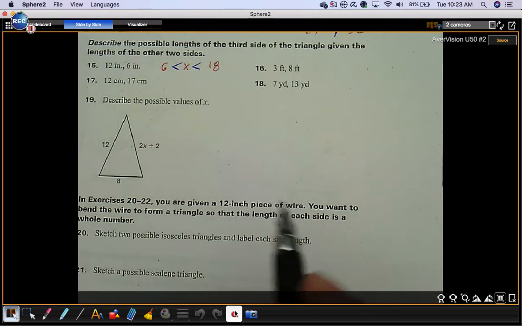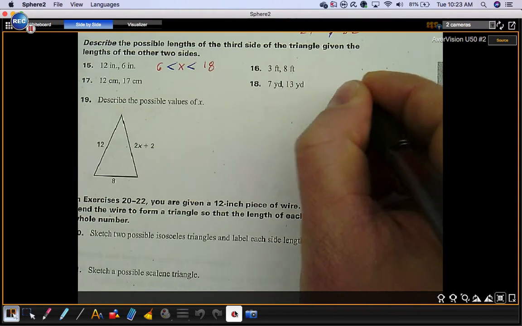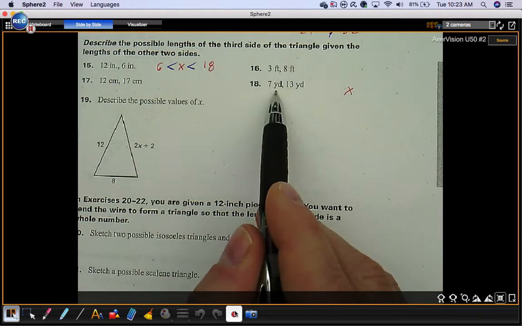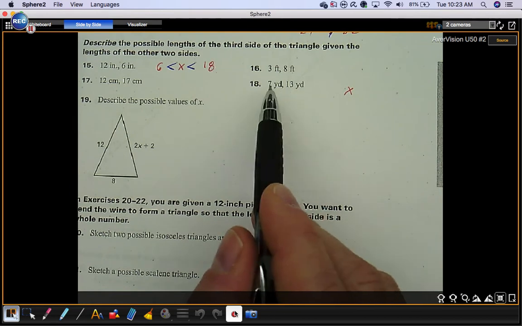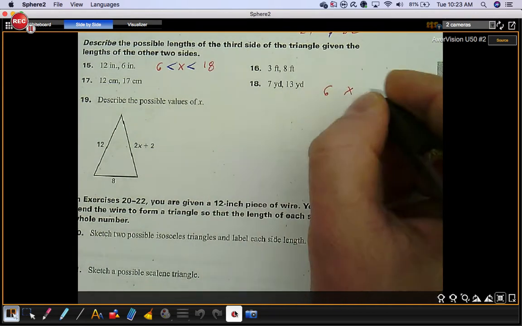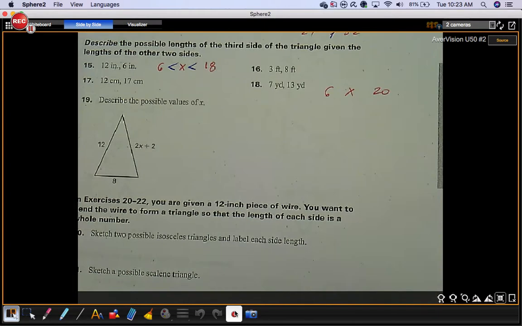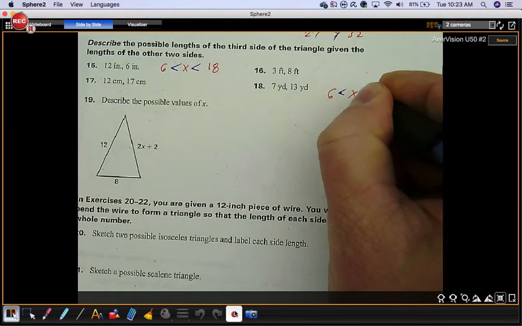Okay, we'll do one more. We'll do number 18. What would the third side of this triangle, what could it possibly be? Well, you subtract them and you add them. So your third side must be bigger than 6 but less than 20.